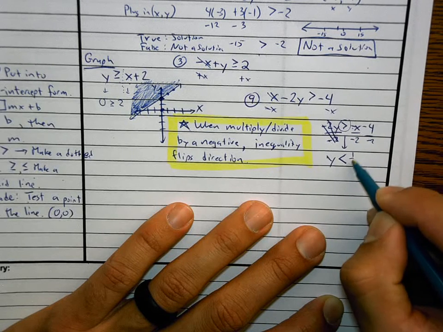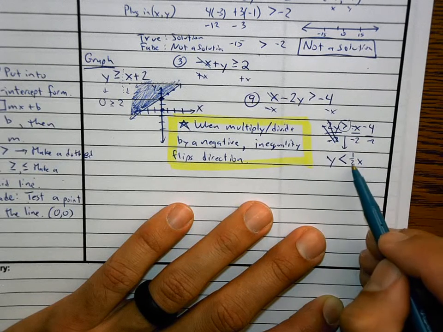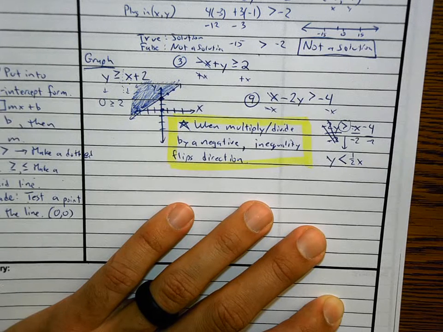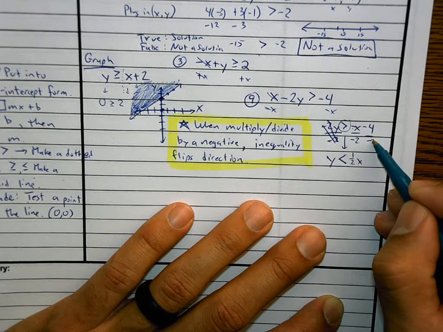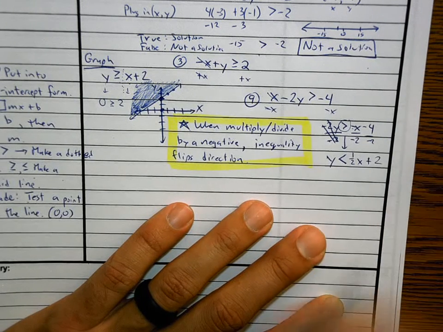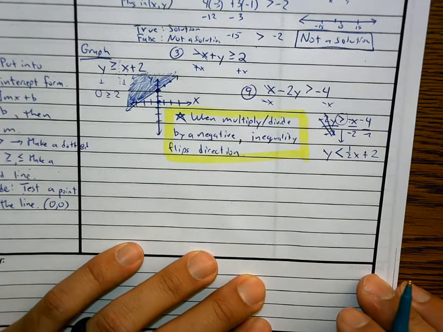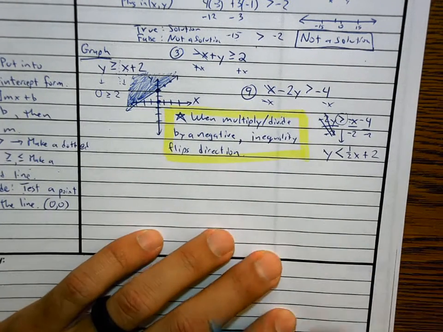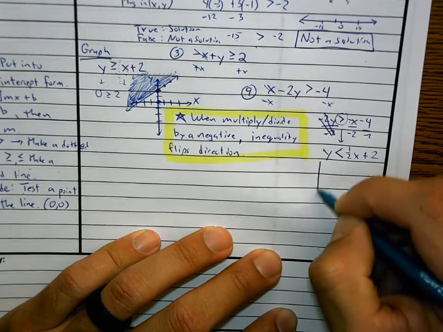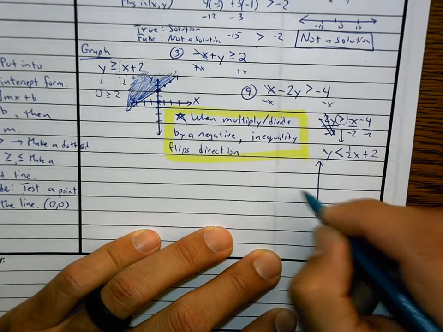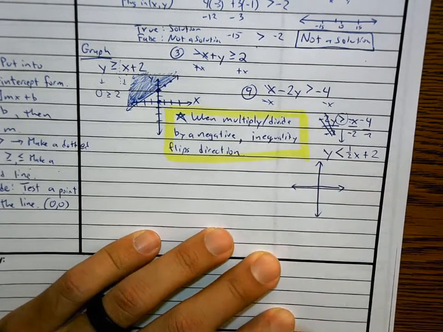And I'm going to write that like this. 1/2 x. Negative divided by a negative is a positive 2. And now I can graph it because I know what the B is.